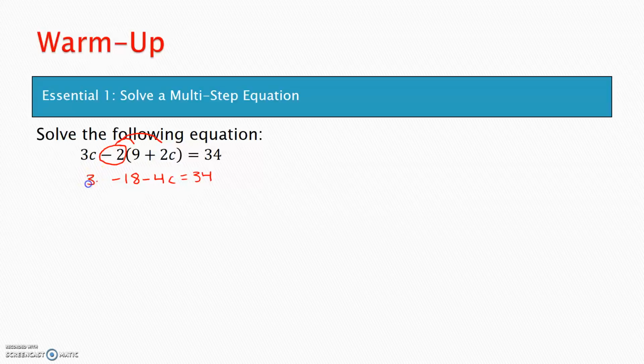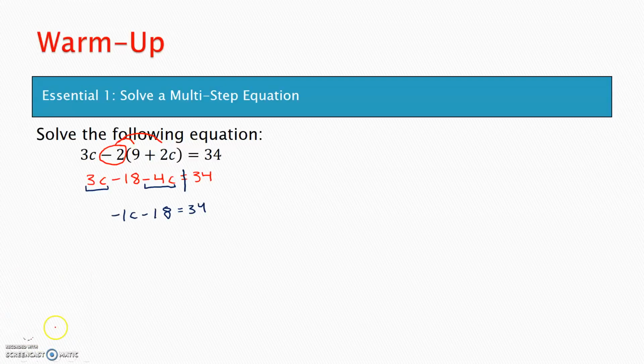I had a 3c. All right, well, what's the next thing that I have to do? Combine my like terms. I got 3c's minus 4c's. They're both on the same side. So again, am I going to add them, subtract them? It depends on the signs. 3, and it says minus 4. So 3 minus 4 is negative 1c. Drop down the minus 18 is equal to 34.